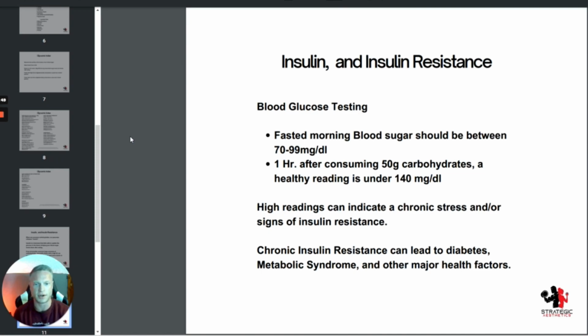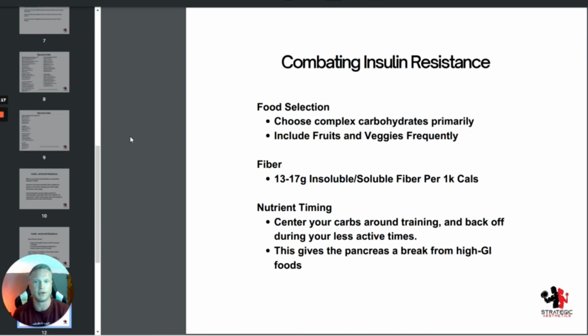So if these readings are high, this can either indicate high life stress or some signs of insulin resistance. These aren't the only two things that it can indicate, but it's typical. So chronic insulin resistance can lead to diabetes, metabolic syndrome, and other major health factors. Fortunately, this can be mitigated over time by controlling your overall intake and choosing whole foods.